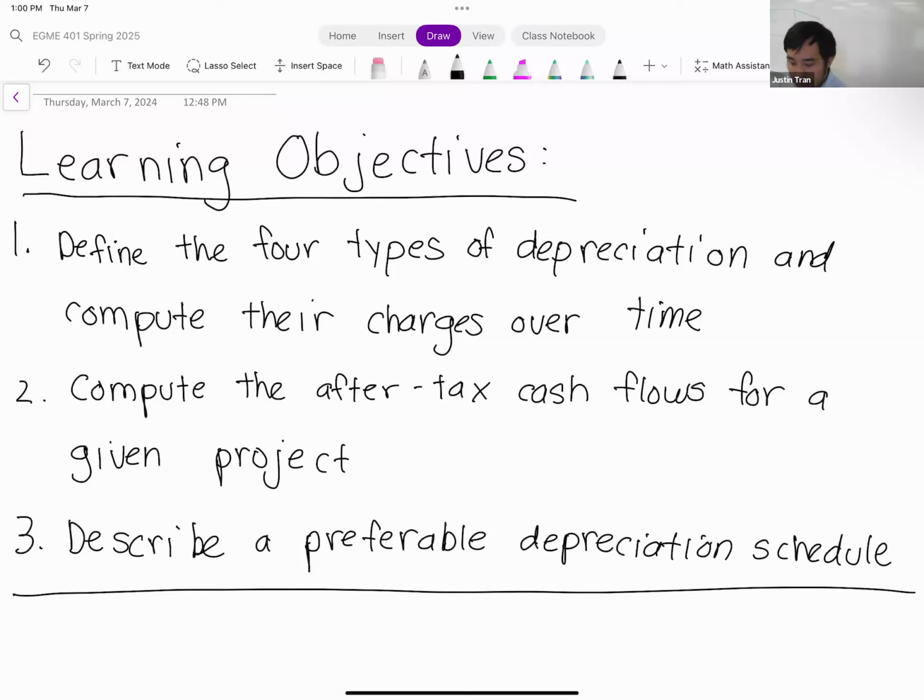All right. So the plan for today is we're going to continue on with our lecture notes on depreciation and taxes. We started this last Thursday. Today's going to be mostly filled with examples of different tax calculations, how to do different depreciation schedules, and all that good stuff.